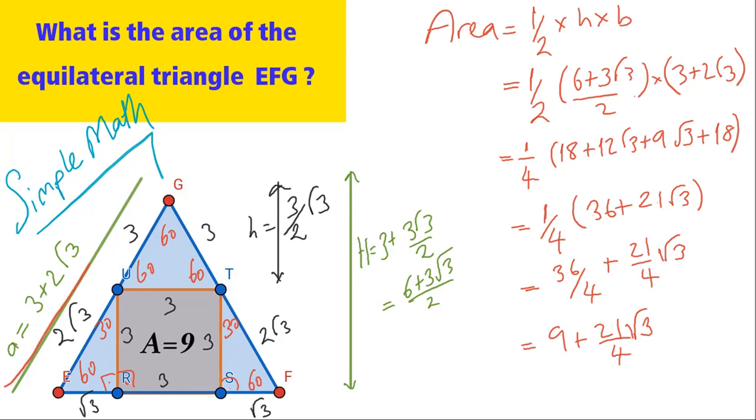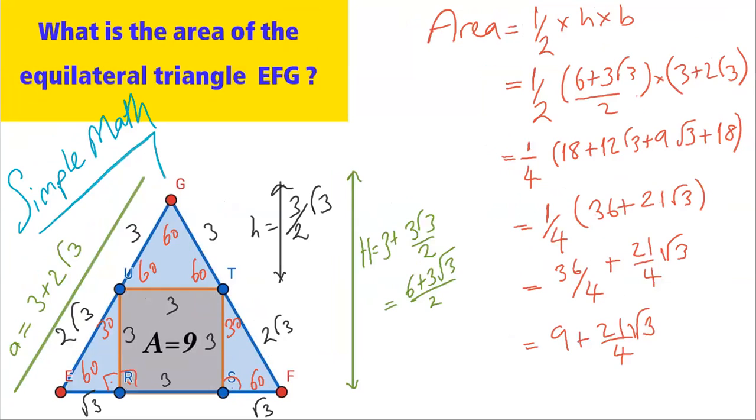And the side length, we mentioned, is 3 plus 2 root 3, or the same as here. So this is the base and this is the height. So let's calculate the area. Area equals 1 over 2 times height times base. So this is height, this is base. So these two we can multiply together, and we can multiply these brackets together.